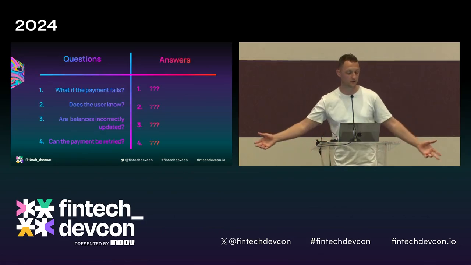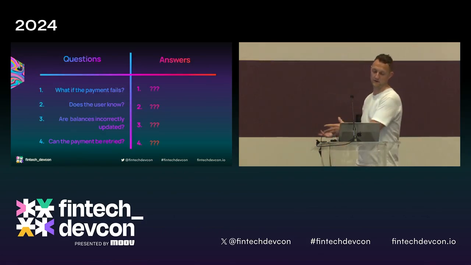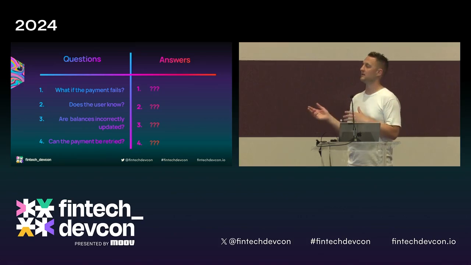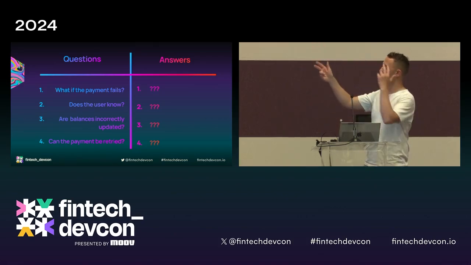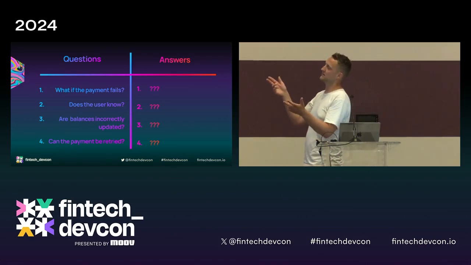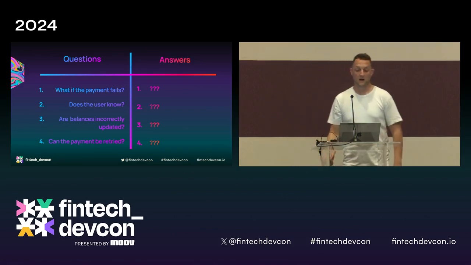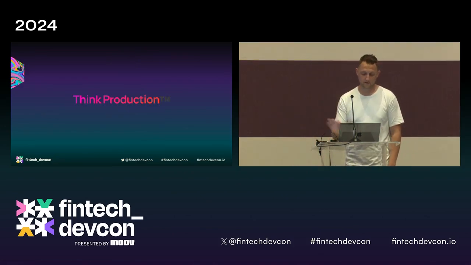But if you are going to test a feature in production, have as many questions answered as you can. What if the payment fails? Does the user know? Are balances incorrectly updated? Can the payment be retried? I don't know the answers. This is your app. You have to find these answers out.